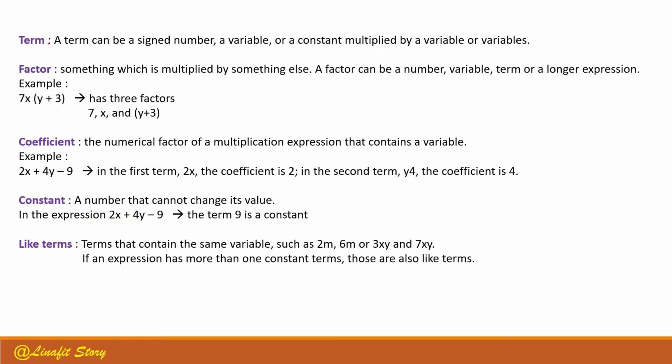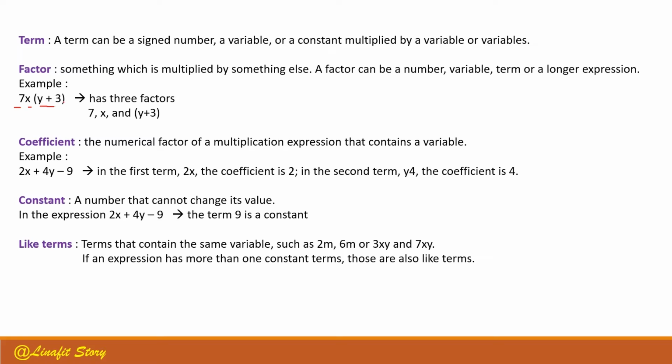A term can be a number, a variable, or a constant multiplied by a variable or variables. Factor, something which is multiplied by something else. A factor can be a number, variable, term, or a longer expression. Example, 7x, open bracket, y plus 3. This expression has 3 factors: 7, x, and y plus 3.